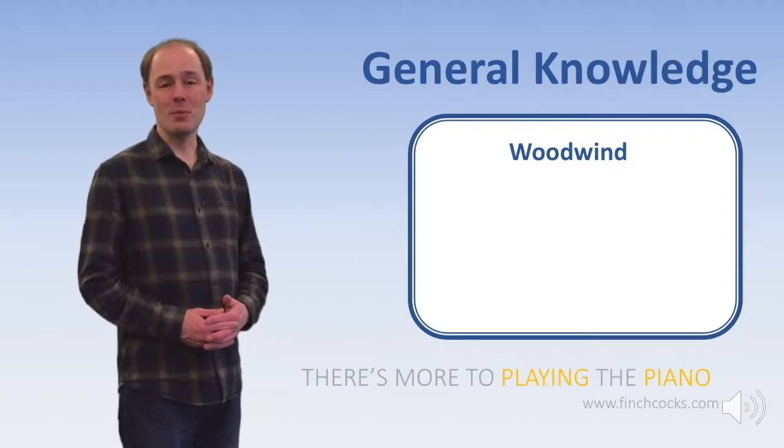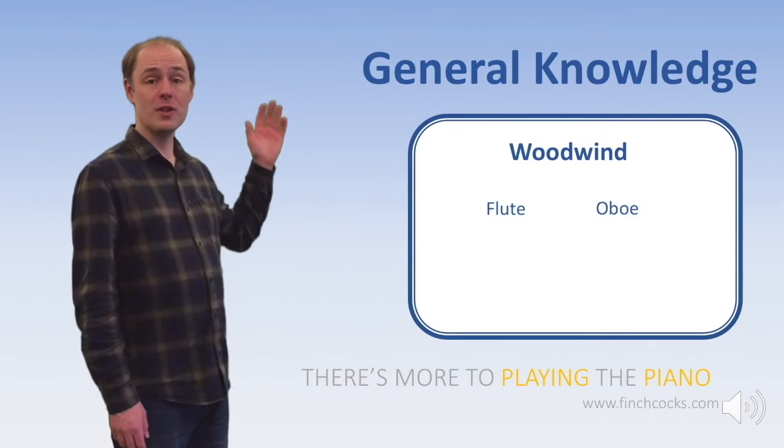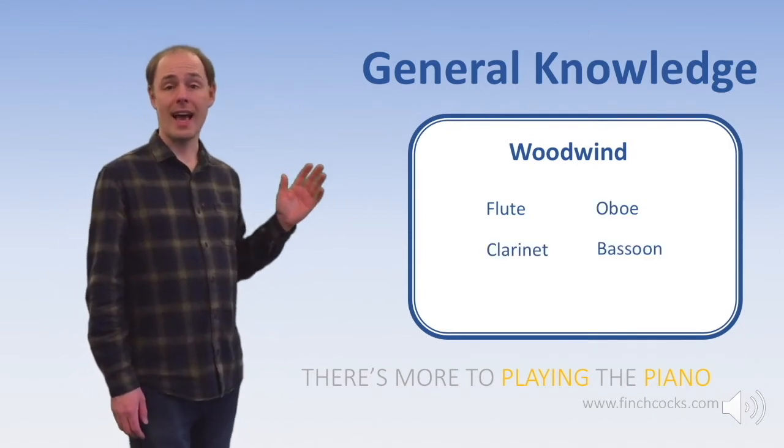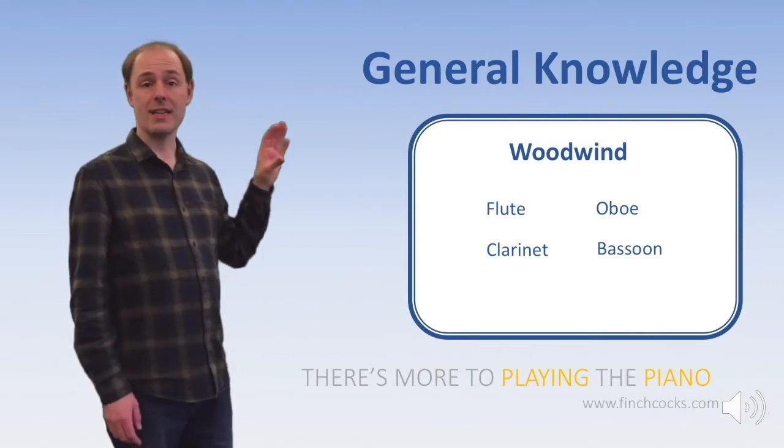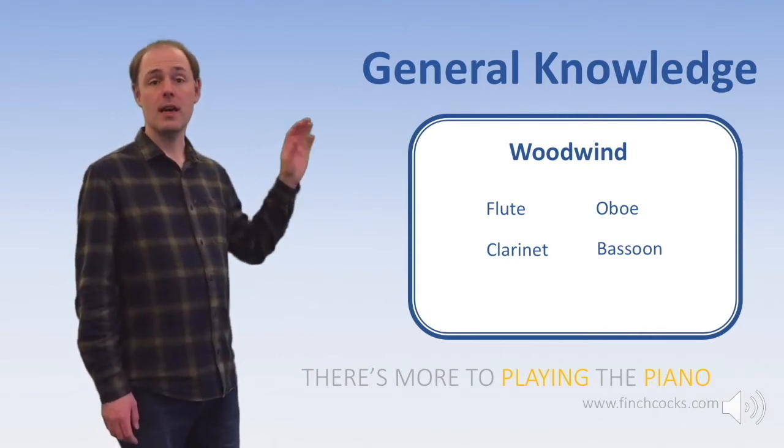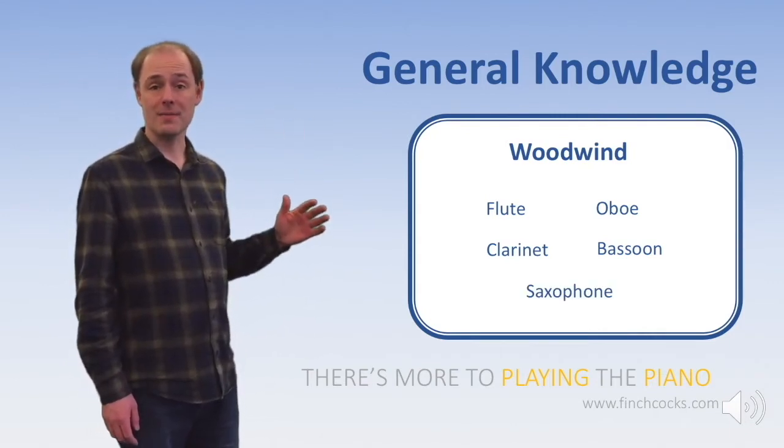The woodwind instruments most commonly found in the orchestra are the flute, the oboe, the clarinet and the bassoon. Of these four instruments, the clarinet is a transposing instrument, and so is the saxophone.